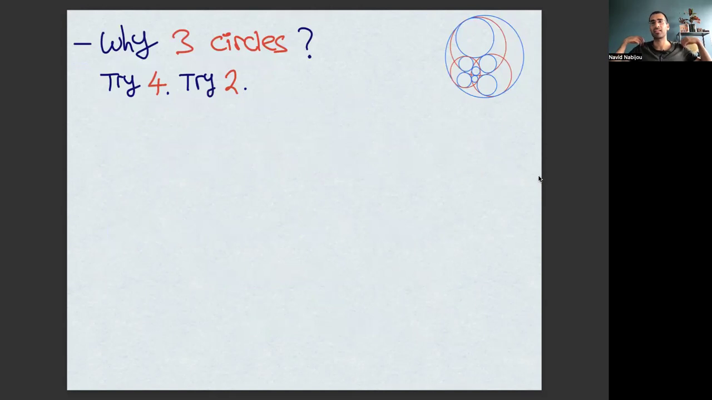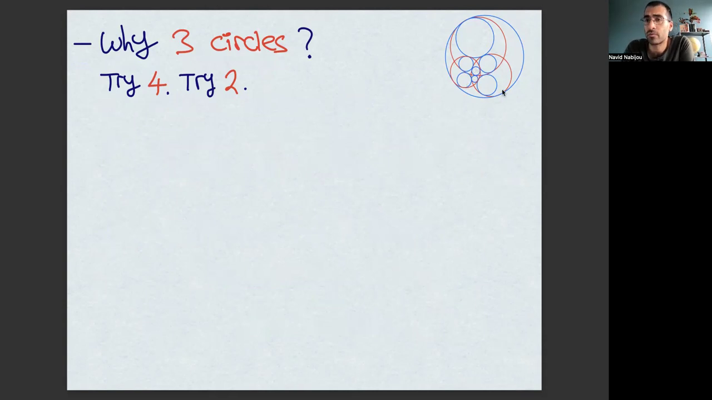All right, so coming back to the original problem, I started with these 3 red circles, right? And you might ask, well, why 3? Why didn't I start with 4 red circles or 5 or 1 or 2? Well, let's try it out and see what happens. Let's first think about what would have happened if I had 4 red circles. We've already seen that if I have 3 red circles, then I only have finitely many blue circles that are tangent to all 3.